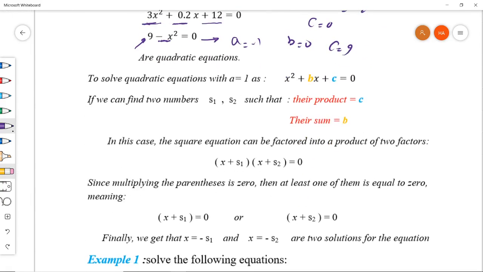How can we solve the quadratic equations? Quadratic equations can be solved by factoring them into two brackets like this. It is the first method, if possible. Not all the quadratic equations can be factored into two brackets.